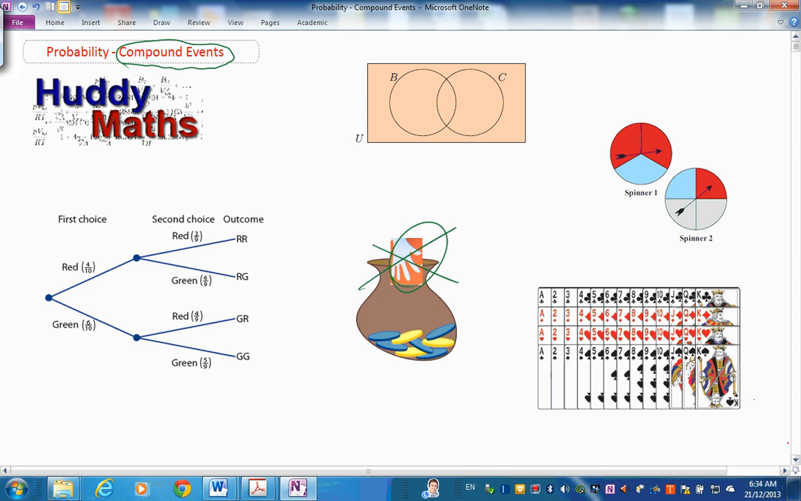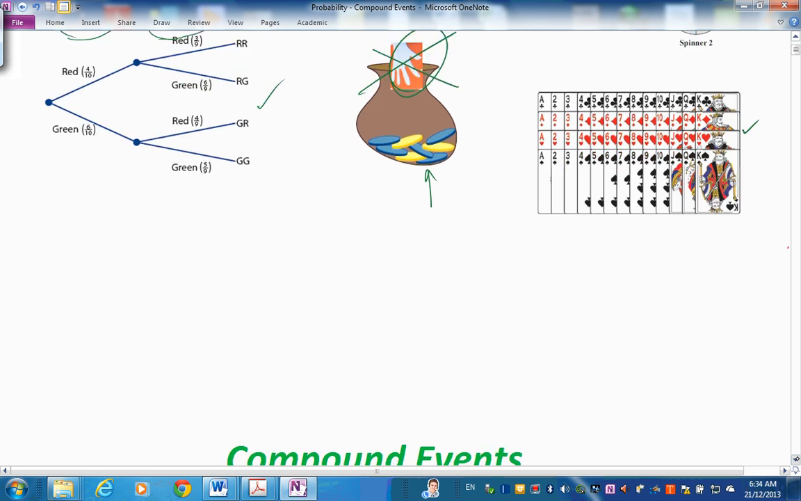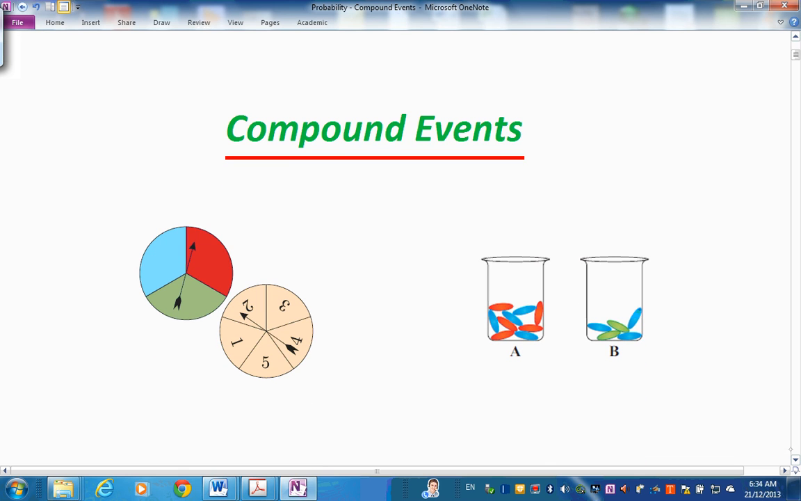Let's have a look around the screen now. Can you see we have got some descriptions here really of situations where there is more than one event involved. First choice and second choice of something, maybe taking discs or something out of a bag like this one here, or two spinners. So what we're going to do is to have a look at the results of two separate events combined together and whether one affects the other and how you work everything out when you've got that compound situation.